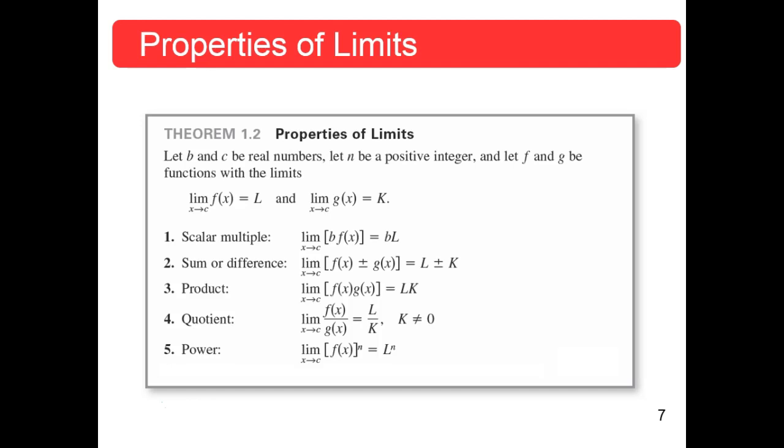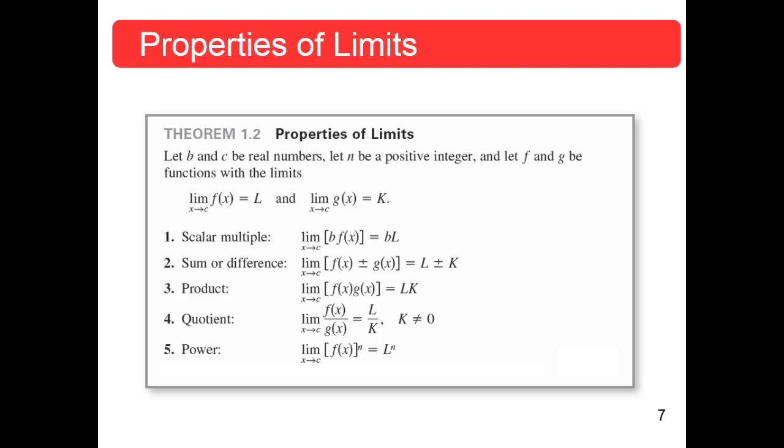Now, certainly b could not be a variable, then you can't do this. But if b is a number, a constant, just pull it out, and it's b times L. Okay? Now, sum and difference. The limit as x approaches c of f of x plus or minus g of x would be, and here's the rhythmic way of saying that. The limit of a sum or a difference is the sum or the difference of the limits.